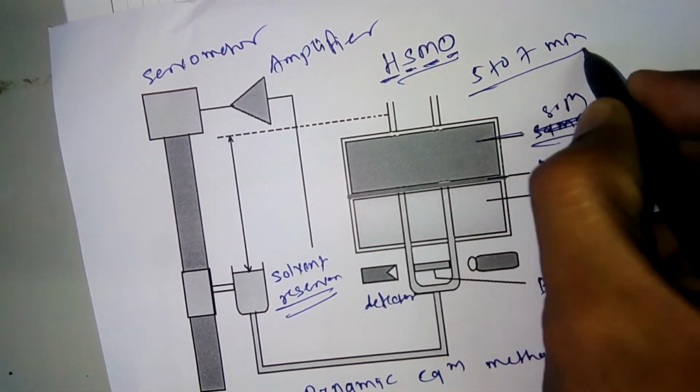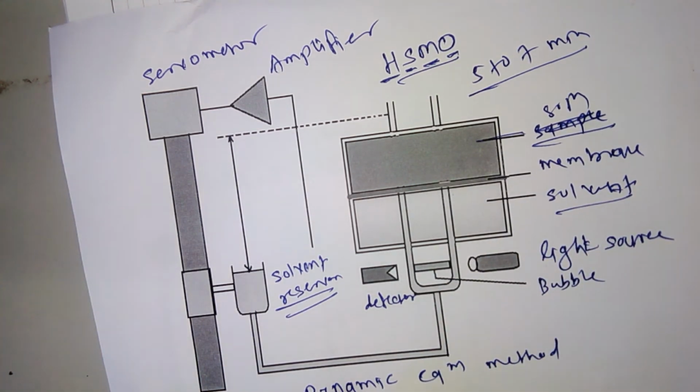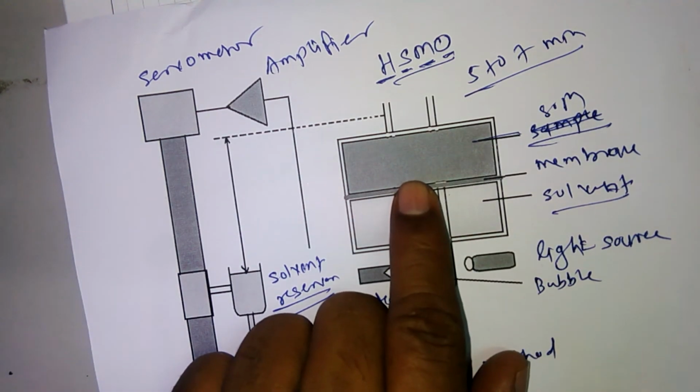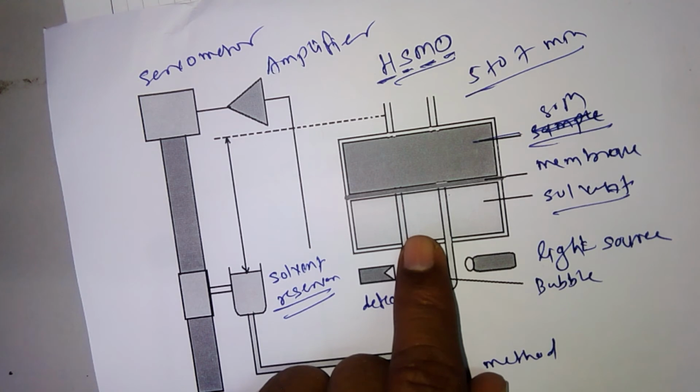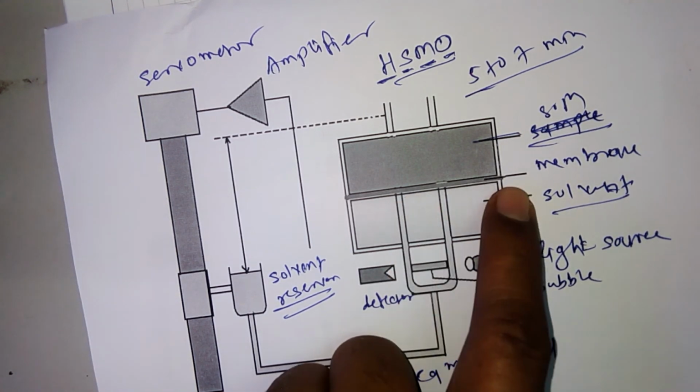It takes only 5 to 7 minutes. Previously it took a lot of time, sometimes even a year. So there are two parts in this osmometer. The upper part contains the sample solution while the lower part contains the solvent. The two parts are separated by means of a semi-permeable membrane. This is the semi-permeable membrane.